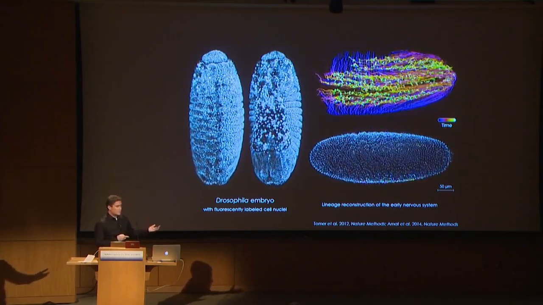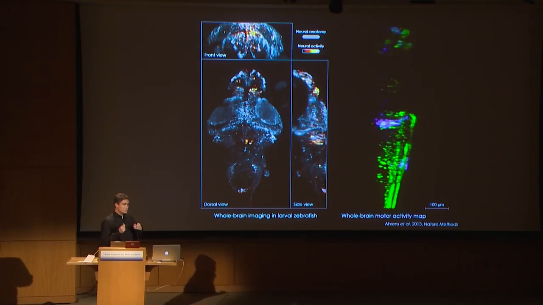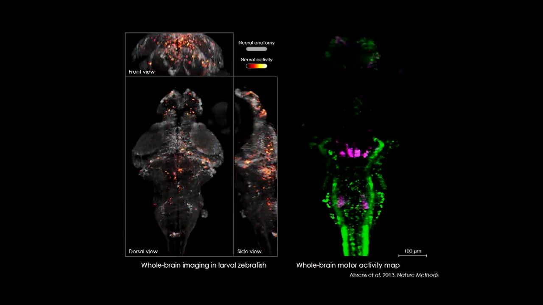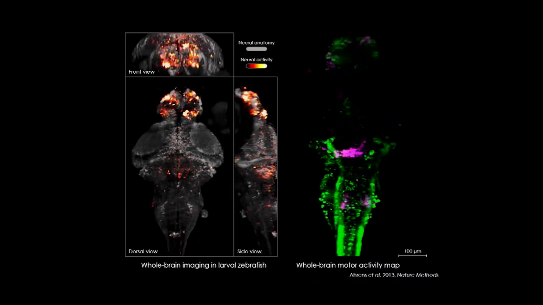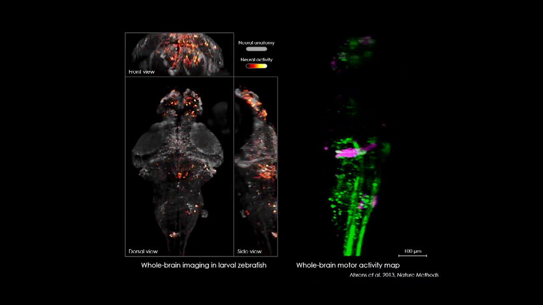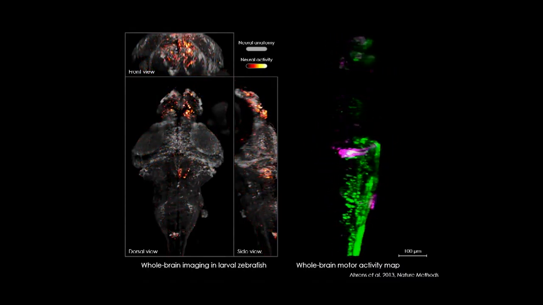Now, complementing this developmental perspective, we also like to capture what's happening in the individual neurons once the nervous system is really up and running. And so we need tools that are even faster. Now we're imaging at 100 times higher speed and even larger volume. This is the brain of the larval zebrafish. We have about 100,000 neurons, and using calcium indicators, we can follow their activity during different types of behaviors.